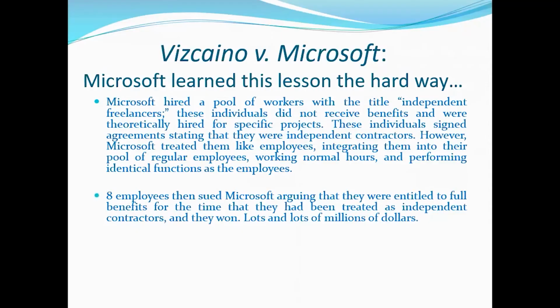Eight of them sued Microsoft, alleging that they were entitled to full benefits. This came down because of health insurance. That's what triggered this. And they said that the time that they had been treated as independent contractors, they should have been treated as employees and then, therefore, given health benefits. And they won lots and lots of millions of dollars because this applied to a lot of people who are in that position. Although only 8 of them sued, it applied to the entire category of workers.